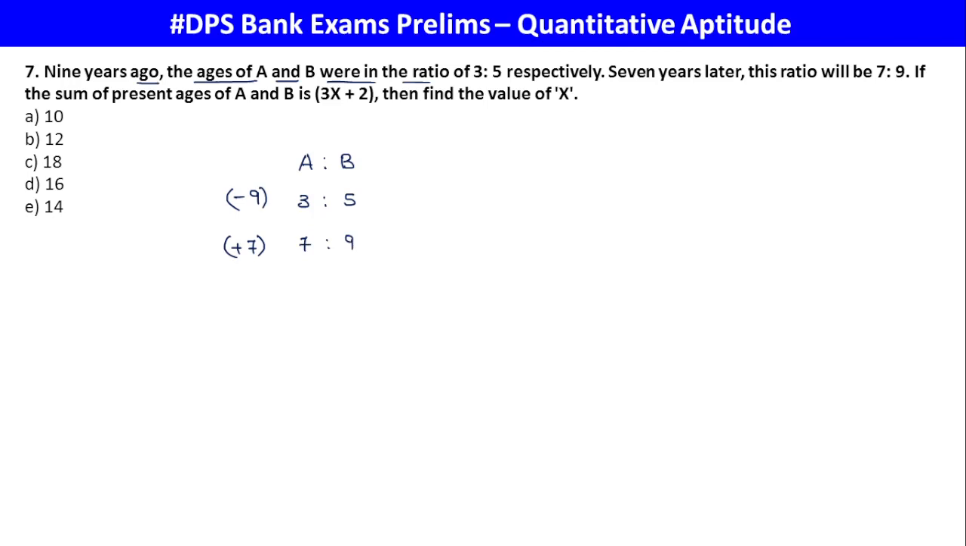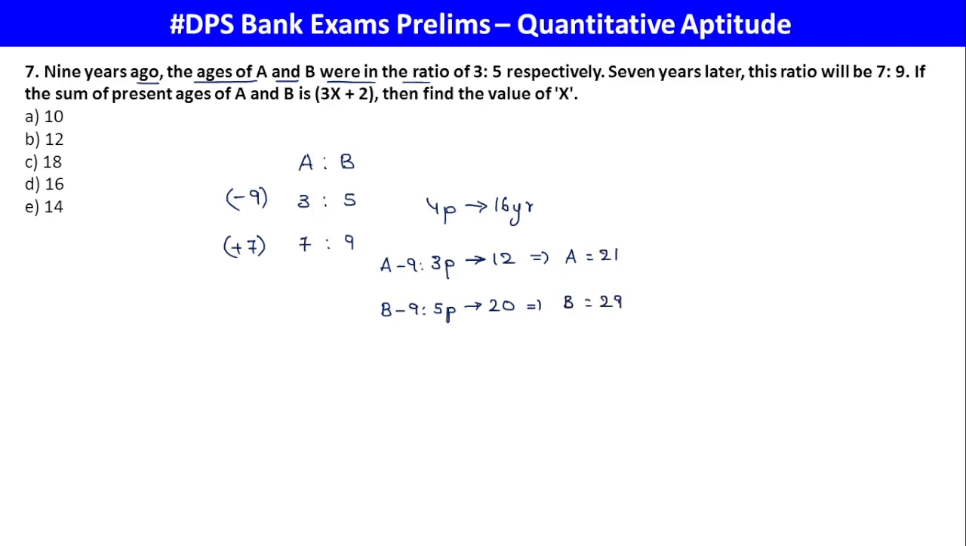Exactly 4 parts. 4 parts value 16 years. From minus 9 to plus 7 is 16 years. A 9 years ago 3 parts, which is 4 times 3, 12. B 9 years ago 5 parts, 4 times 5, 20. And percentage of A 21, percentage of B 20.